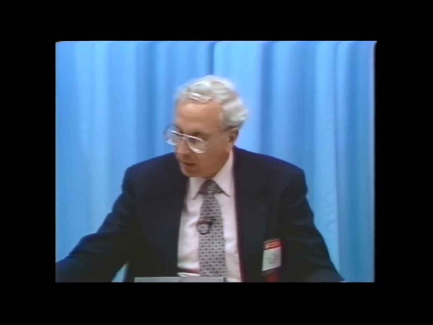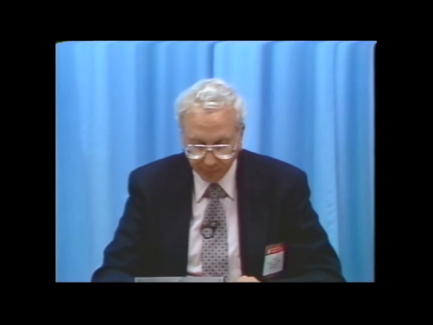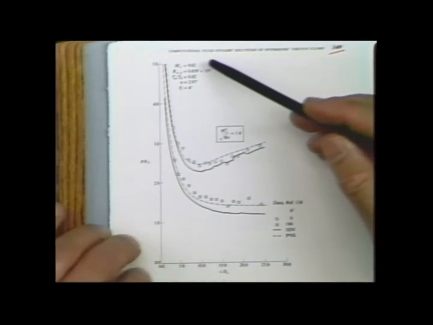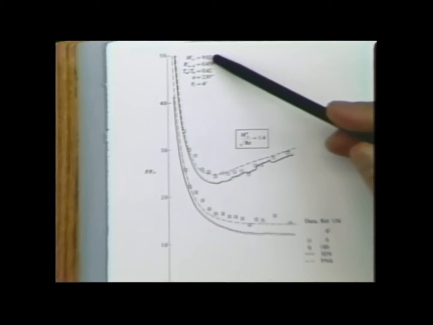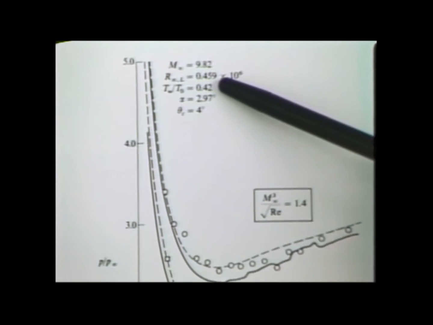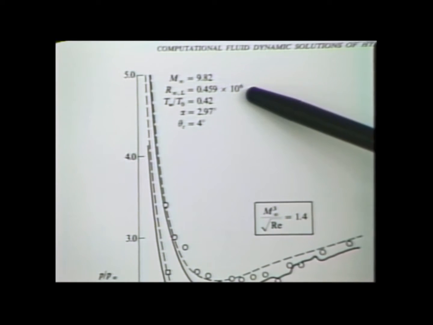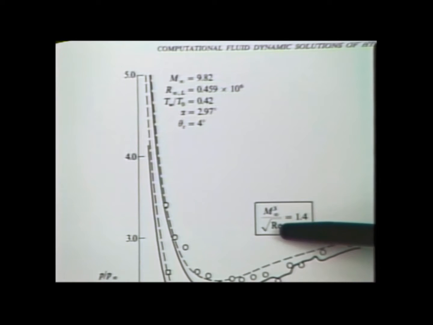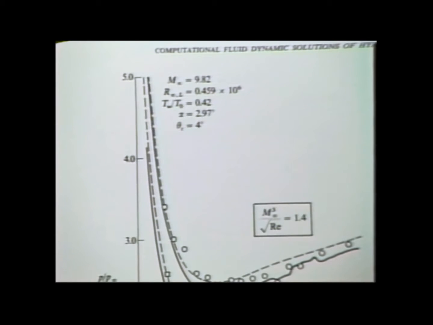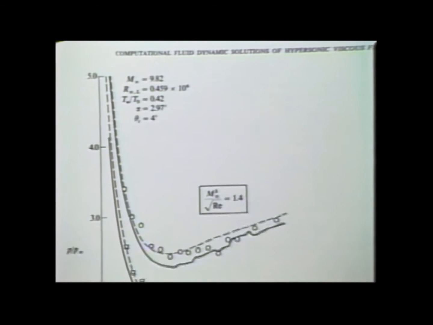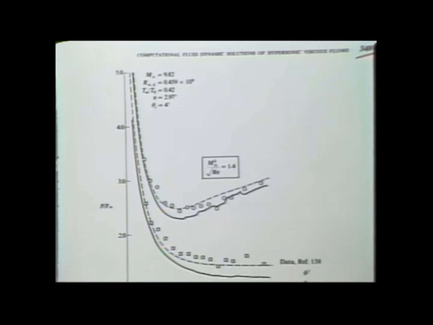Okay, let's go to another case. This is the same scenario, except now we have a much higher Mach number, close to 10. The Reynolds number is a lot smaller, about 500,000, and this M infinity cubed over the square root of the Reynolds number is a lot bigger. Now this right away tells you that for this case we are going to have some significant viscous interactions. Keep that in mind.